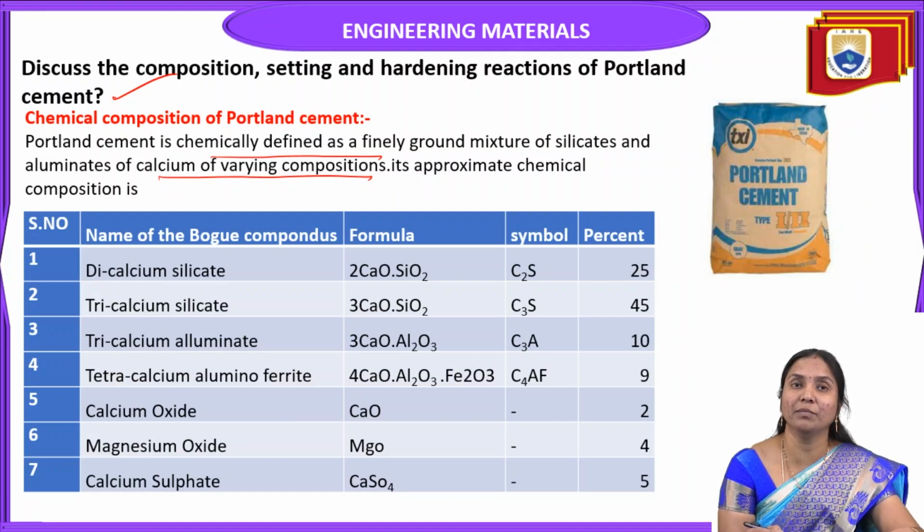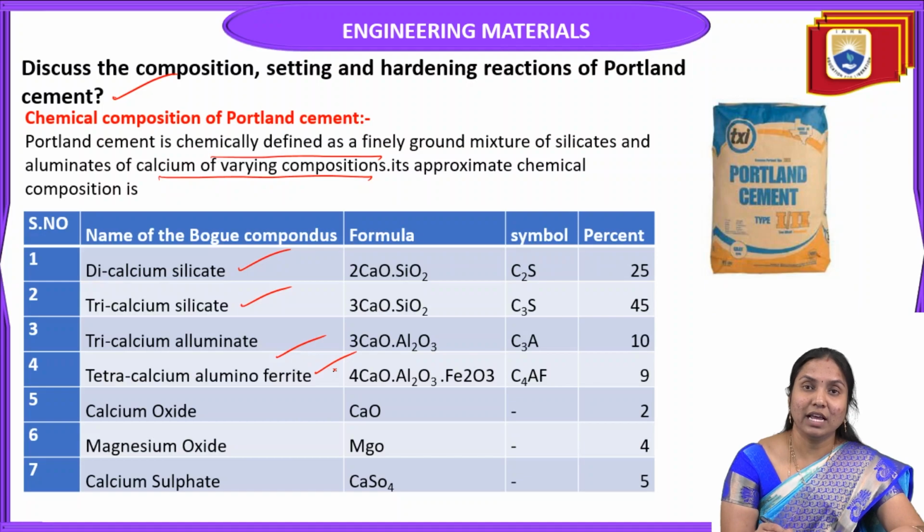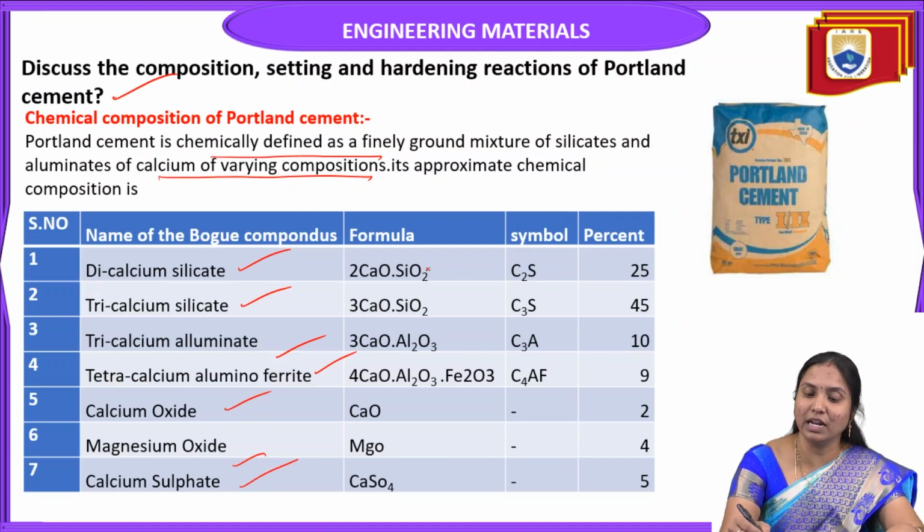So the approximate chemical composition of this Portland cement is dicalcium silicate, tricalcium silicate, tricalcium aluminate and tetracalcium aluminoferrite, calcium oxide, magnesium oxide and calcium sulfate. So what is the formula of dicalcium silicate?